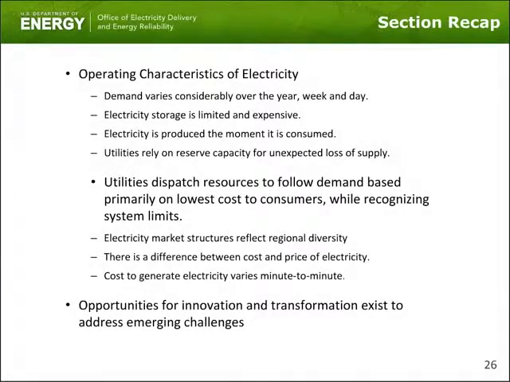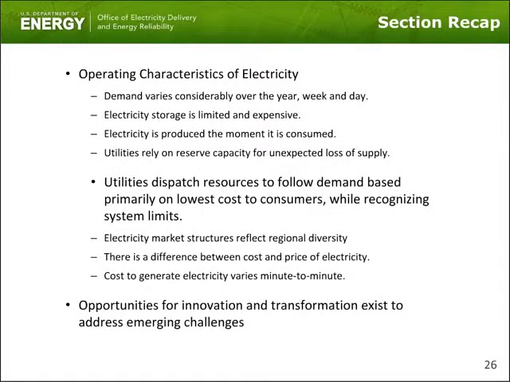I just wanted to recap some of the topics that we talked about. First, the operating characteristics of electricity. Demand varies considerably over the year, week, and day. Energy storage is limited. Electricity is produced the moment it is consumed. There's a balance between generation and load that occurs at a variety of scales. Utilities rely on reserve capacity for unexpected events and losses of supply. Utilities dispatch resources to follow demand based primarily on lowest cost to consumers while recognizing limits.